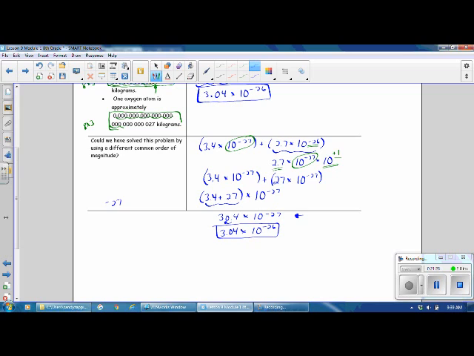The question is, could we have solved this using a different common order of magnitude? And the answer is yes. So when you look at your original problem and you think, which exponent should I change it to, the larger or the smaller, it doesn't matter. You will get the correct answer either way.